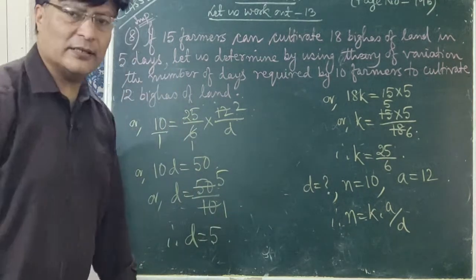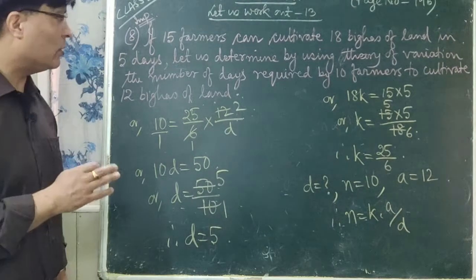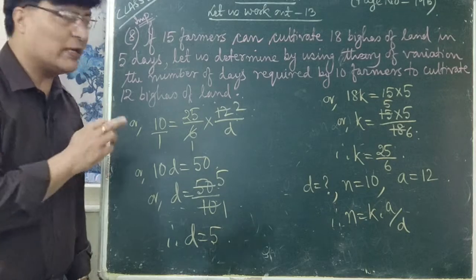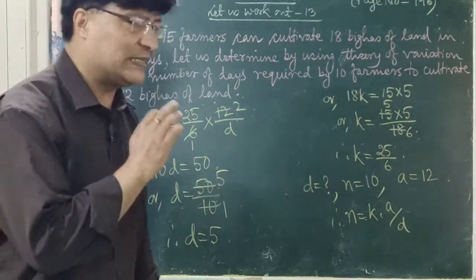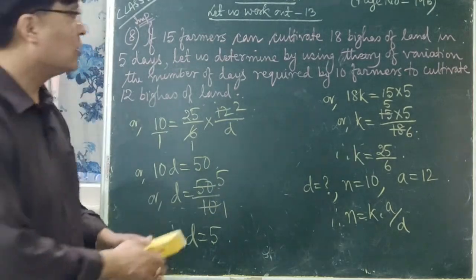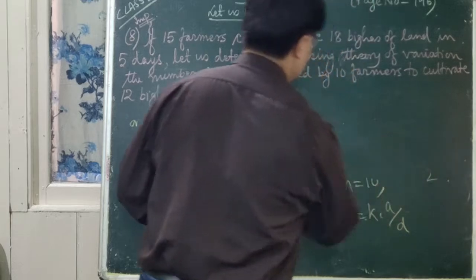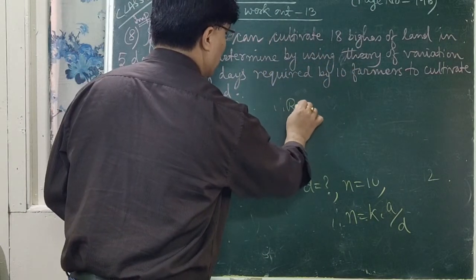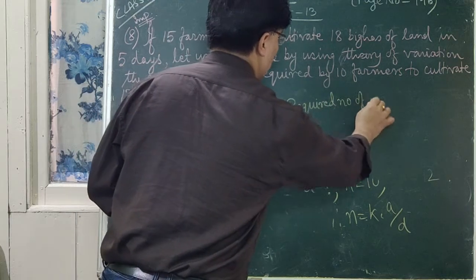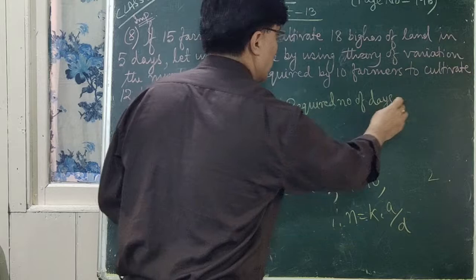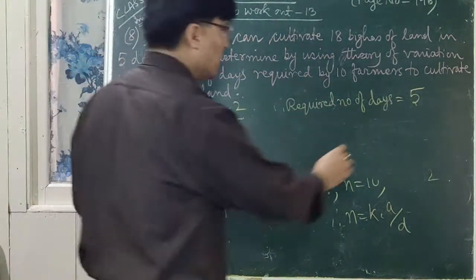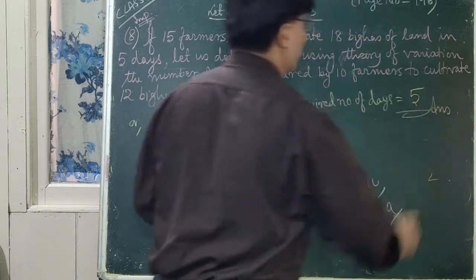So what is the number of days here? Number of days is 5 days. So 12 bighas of land can be cultivated by 10 farmers in how many days? In 5 days. So this is the answer. So therefore, write down the answer. Therefore, required number of days is equal to 5.